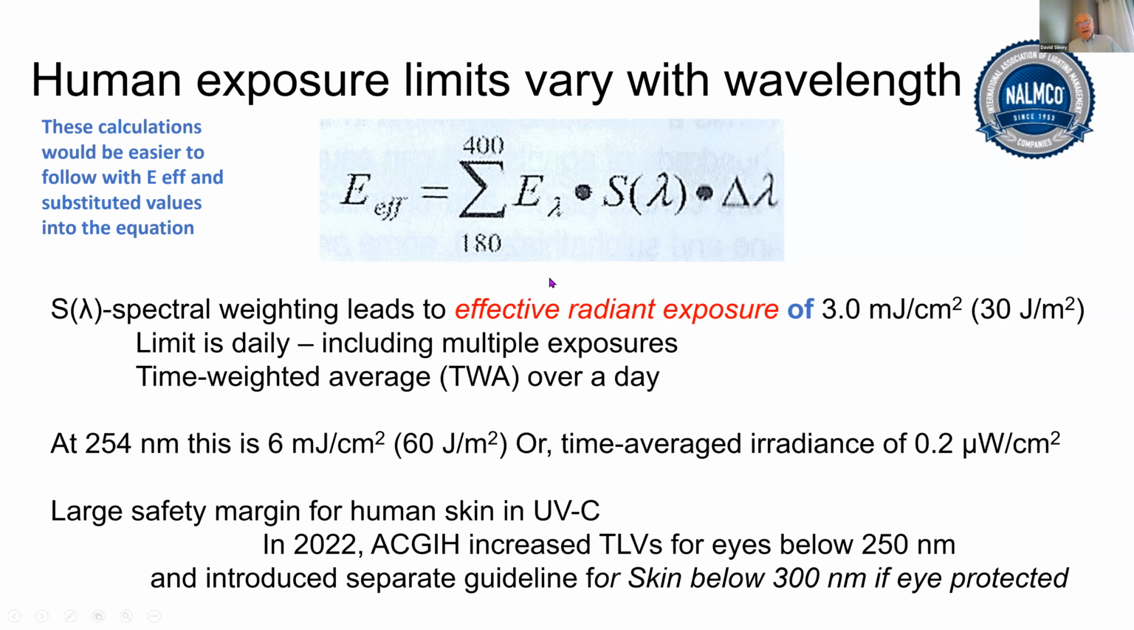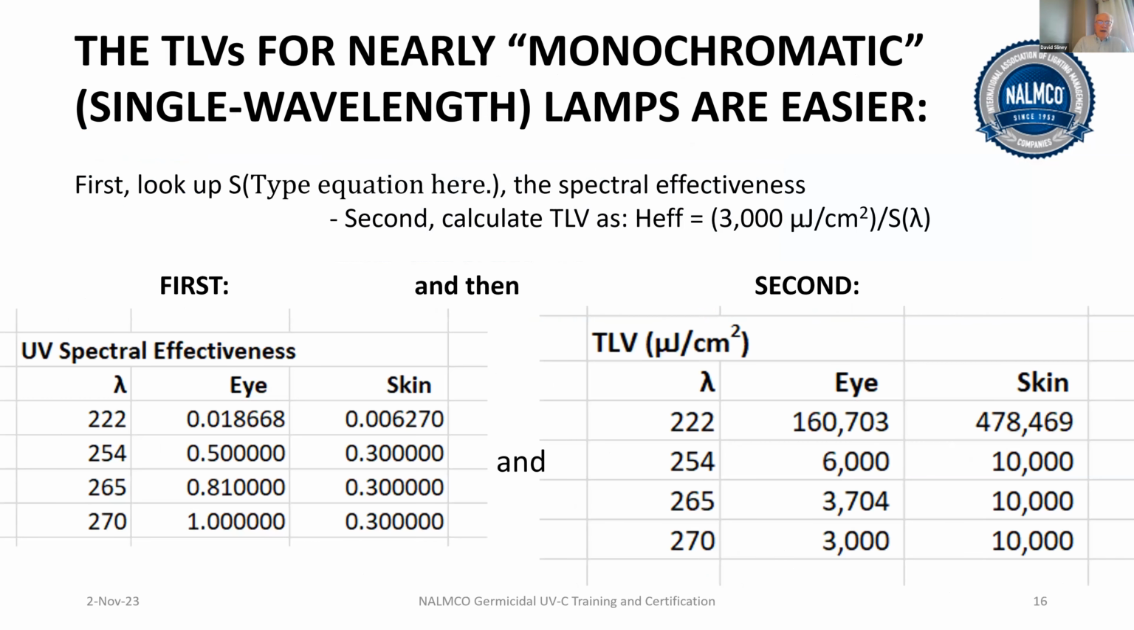So I need to point out that in 2022, ACGIH increased its TLVs for the eyes and the skin, and these were definitely raised at wavelengths below 250 for the eye. It introduced a separate limit for the skin, but normally we have to limit the exposures to that which would be safe for the eye.